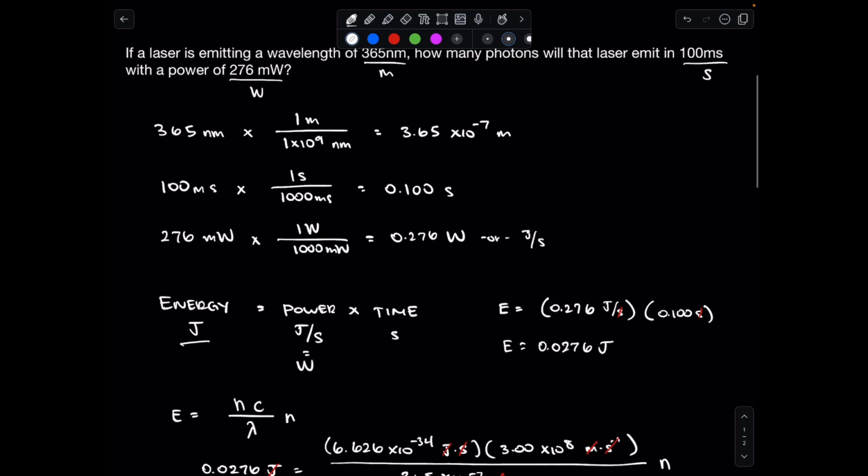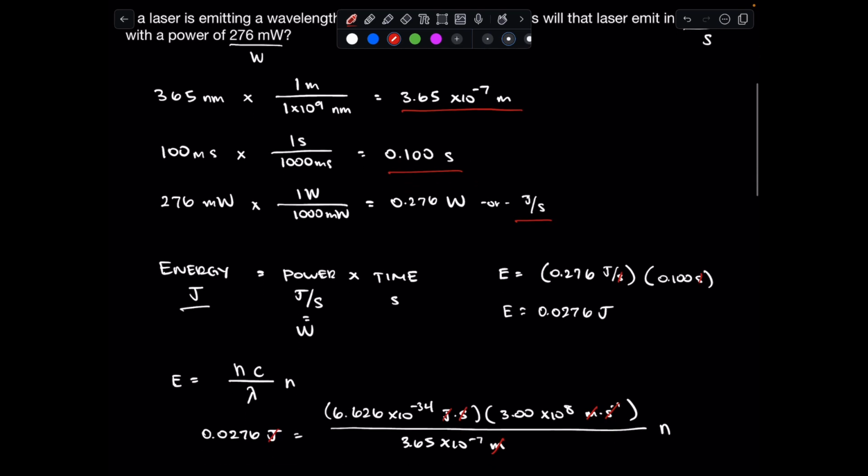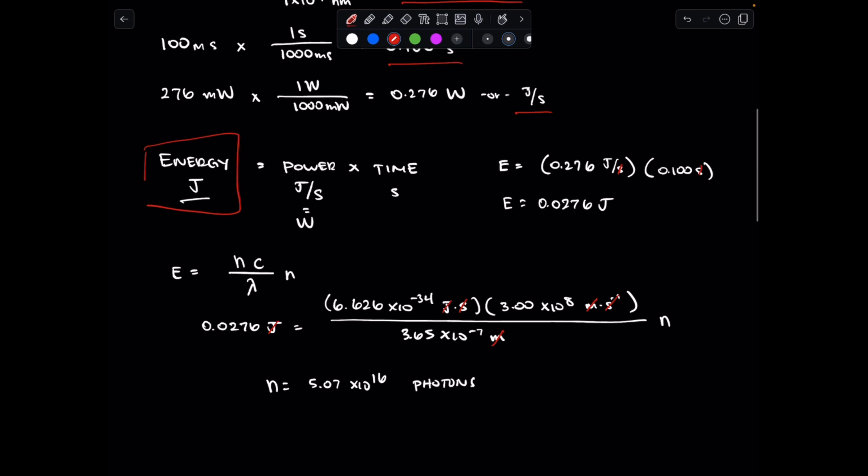So first, convert all of your different units into their base units: meters, seconds, watts, or in this case joules per second. Then solve for energy right here, which then allows you to plug that into our final equation right here, and then solve for our number of photons n.